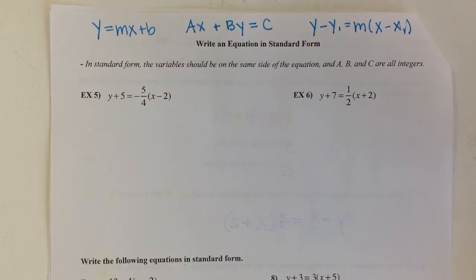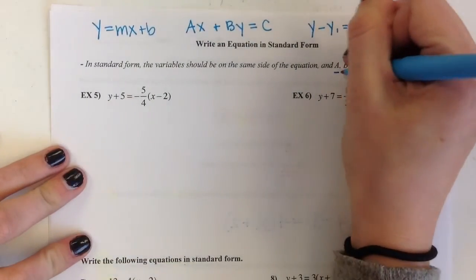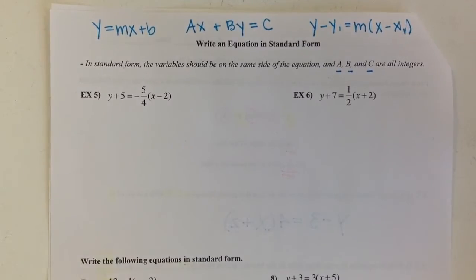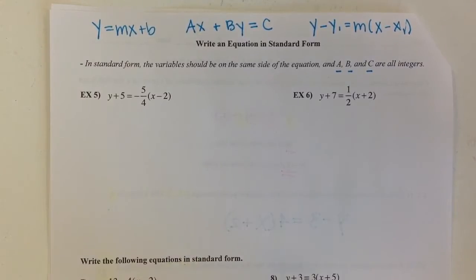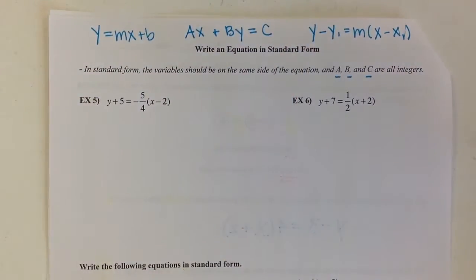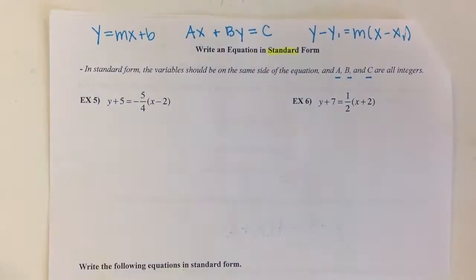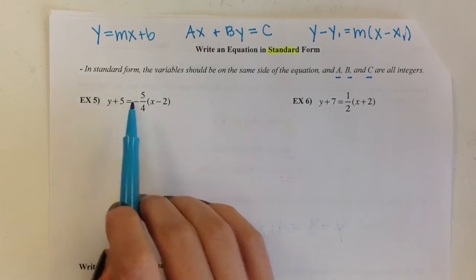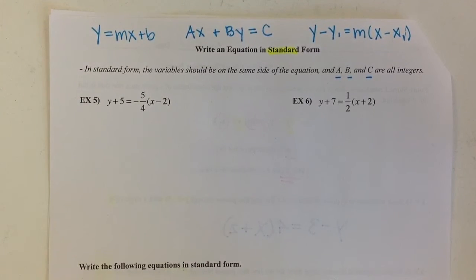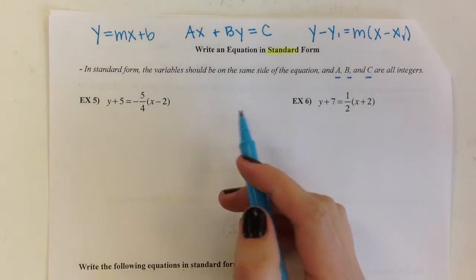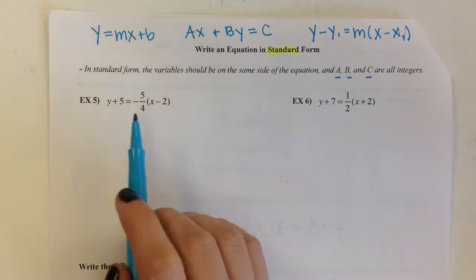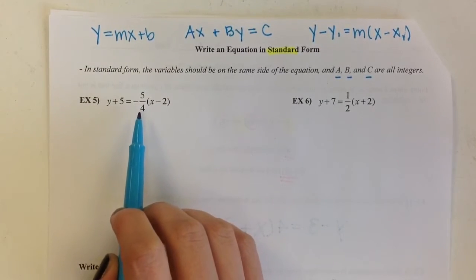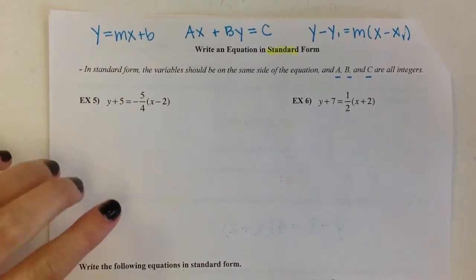So the biggest thing to remember is that in standard form, a, b, and c have to be integers, and you need a and b on one side, with a being positive and c on the other side. So we're going to write these first ones in standard form. Here we're given in point-slope, y plus 5 equals -5/4 times x minus 2. To write that in standard form, first off, we need to get rid of this fraction, because we can't have fractions in standard form.